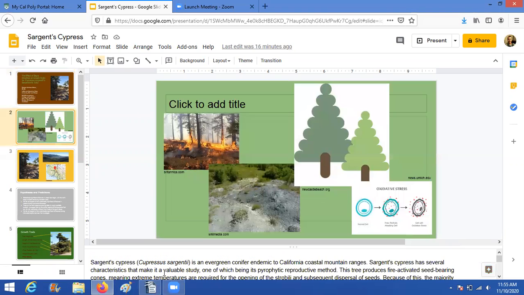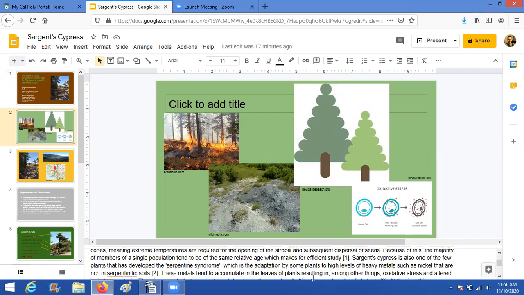Okay, Sargent cypress, Cupressus sargentii, is an evergreen conifer endemic to California coastal mountain ranges. Sargent cypress has several characteristics that make it a valuable study, one of which being its pyrophytic reproductive method. This tree produces fire-activated seed-bearing cones, meaning extreme temperatures are required for the opening of the strobili and subsequent dispersal of seeds. Because of this, the majority of members of a single population tend to be of the same relative age, which makes for efficient study.